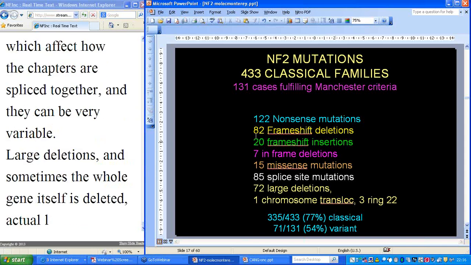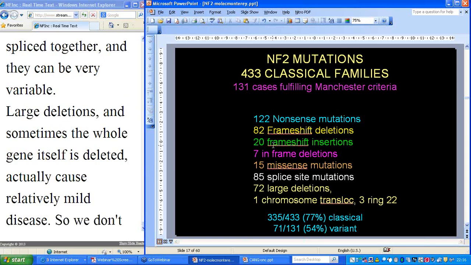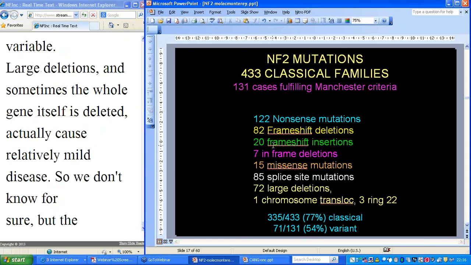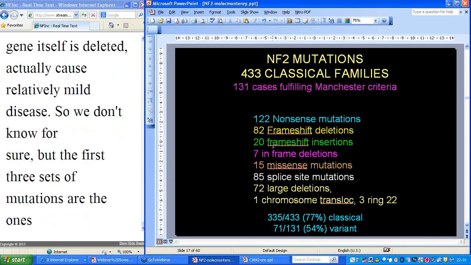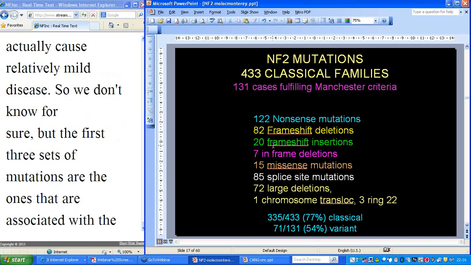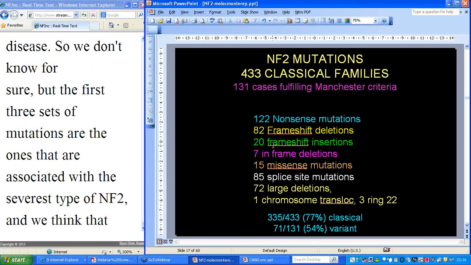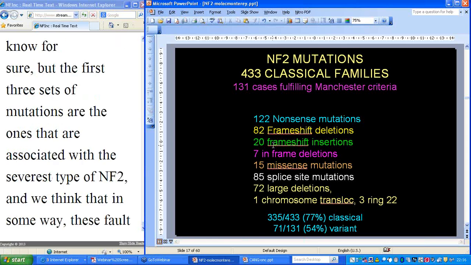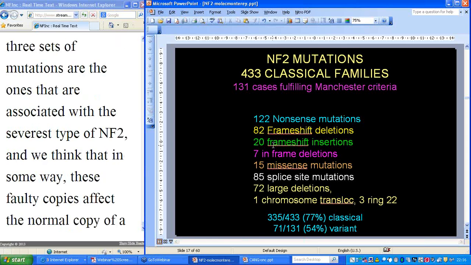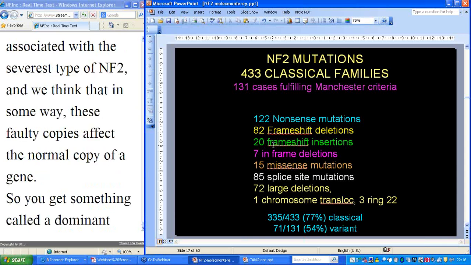So we don't know for sure, but the first 3 sets of mutations are the ones that are associated with the severest type of NF2, and we think that in some way these faulty copies affect the normal copy of the gene. So you get something called a dominant negative effect. The other changes are less severe.